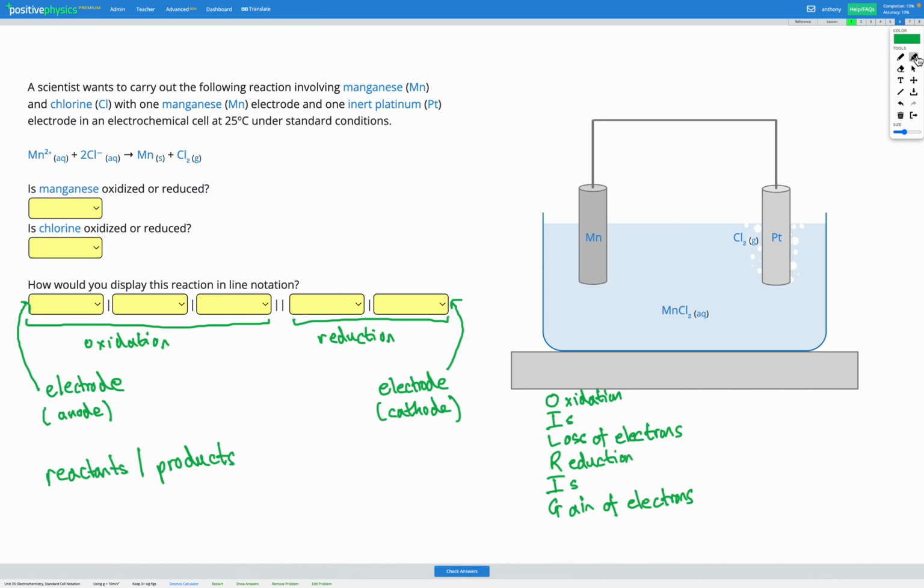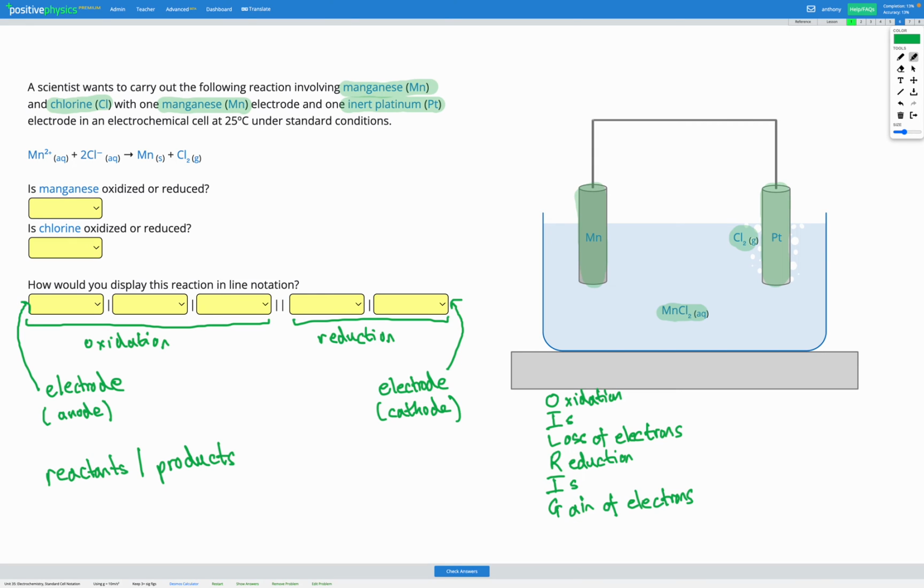In this question, we're carrying out a reaction involving manganese and chlorine, and we're using one manganese electrode and one inert platinum electrode in an electrochemical cell at 25 degrees C under standard conditions. So we can see here we've got one manganese electrode, one platinum electrode, and a solution of manganese chloride. And then we can see that chlorine gas, Cl2, is being produced at that electrode.